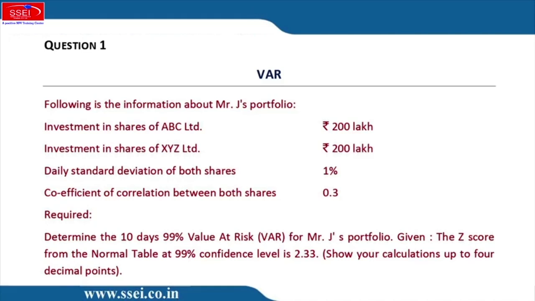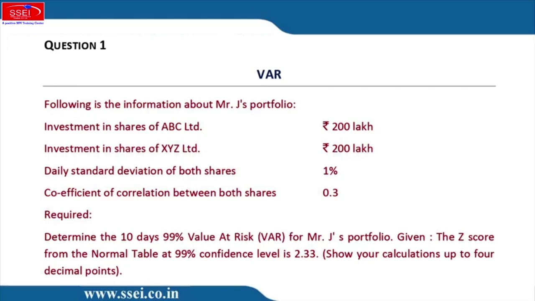So risk management, question number 1. In question number 1 on risk management, we have a portfolio comprising 2 stocks, ABC and XYZ. We are given the investment in the 2 shares: 200 lakh, 200 lakh. Standard deviation daily is also the same, 1%, and correlation between them is 0.3. Question says calculate the 10-day 99% VAR, and we are given the Z score at 99% is 2.33. It is said show your calculations up to 4 decimal points.